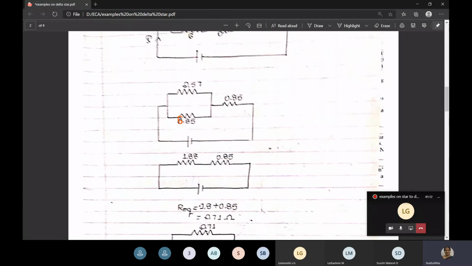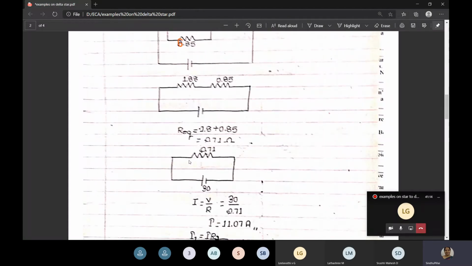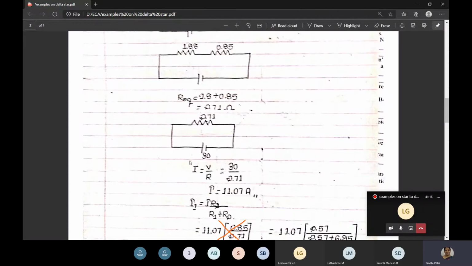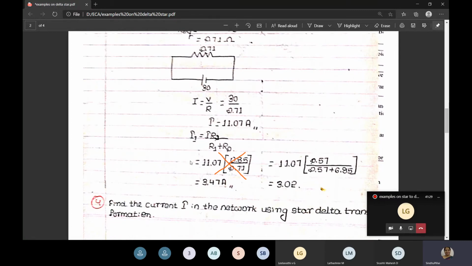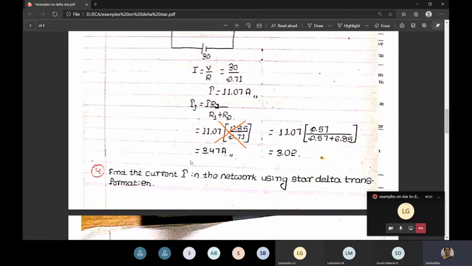The main current is nothing but voltage divided by resistance, and the branch current is nothing but main current into resistance of the opposite branch divided by sum of resistances. You have to remember that. So that is one very important problem. Solve it the other way. You can take the star network also, whichever is convenient. First go with the delta.